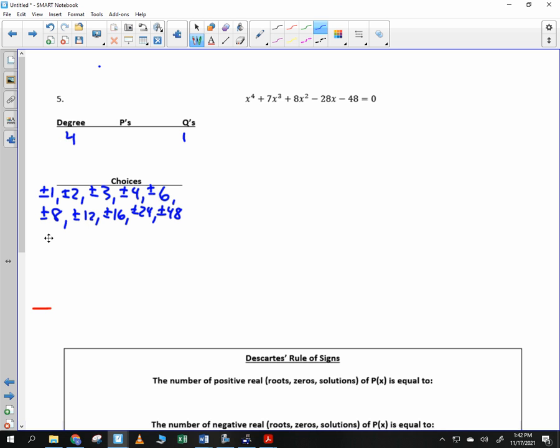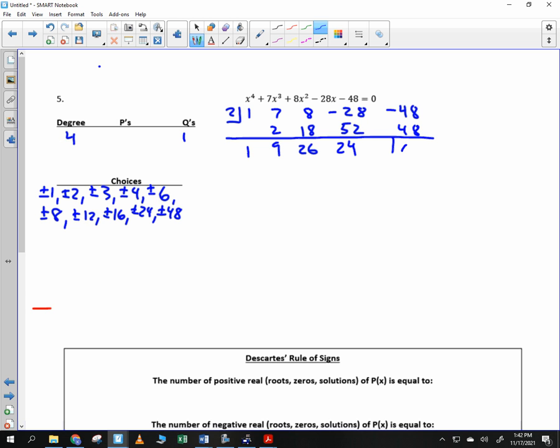Avoid the arithmetic error. I find instead of plugging it in, if I just try running 2 through synthetic division, if it works, what should the remainder be? 0. So I'm a lot less likely to make a mistake doing this. -28 plus 52? No. 24. 48, 0. Yes. Did 2 work? Do you see how I'm less likely to make a mistake doing that, and I might be more likely to make a mistake if I plug in 2?